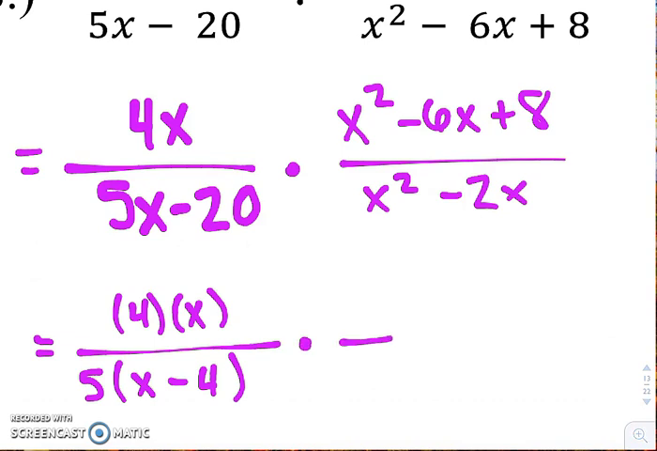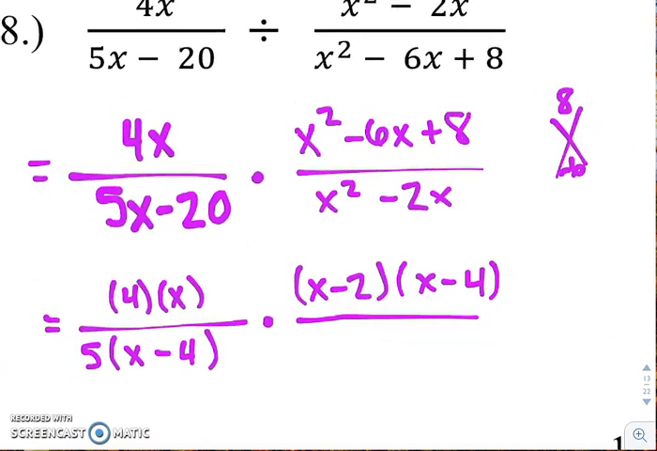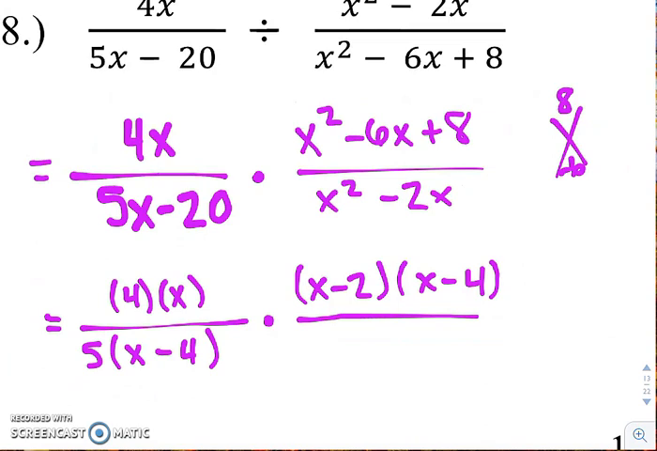Times, okay, what multiplies to get us 8 but adds to get us negative 6? Negative 2 and negative 4. So that would be your top. And on the bottom, x squared minus 2x. Can't pull out a number, but we can pull out an x from each of them, and it would just become x minus 2. You had x squared, you take away 1x, you're left with 1x.